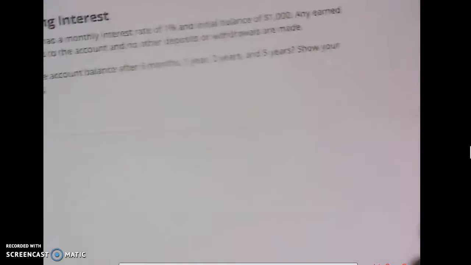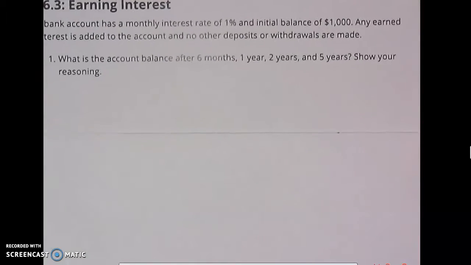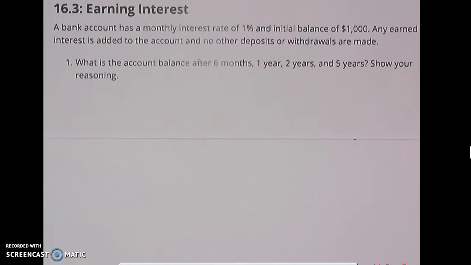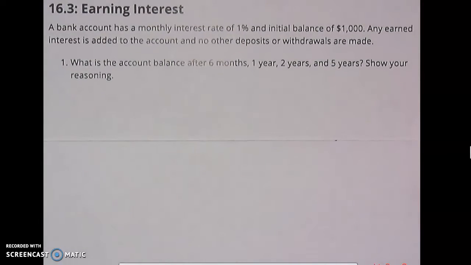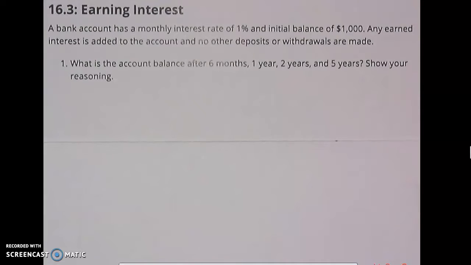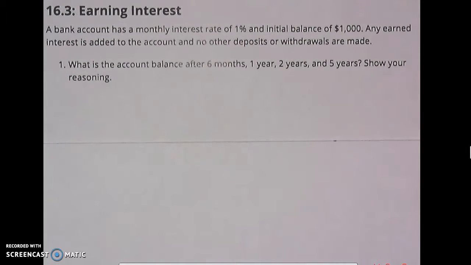All right, let's see. We're actually going to move here to earning interest. So the other way that bank accounts could work, instead of you taking out a loan, is you can actually put money into a bank, typically a savings account, but it could be other things.